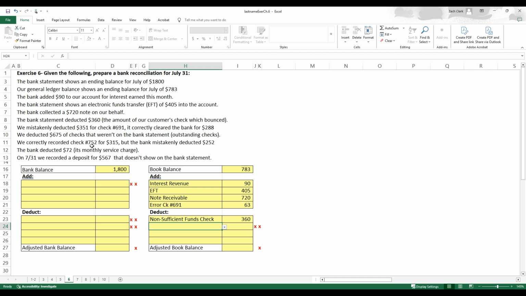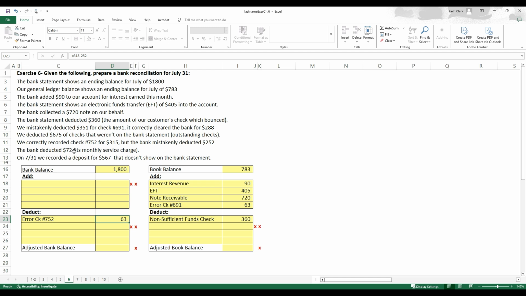Okay, we correctly recorded check 752 for $315, but the bank mistakenly deducted $252. So we correctly recorded that the bank made a mistake here. There is not a big enough deduction, so the bank balance needs to be deducted more. We'd again do the difference just between those, 315 minus 252. So the bank balance of $1,800 needs to have $63 more taken out of it once that correction is made.